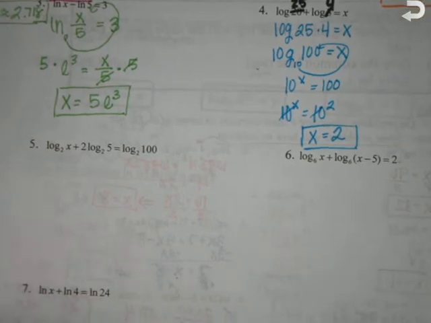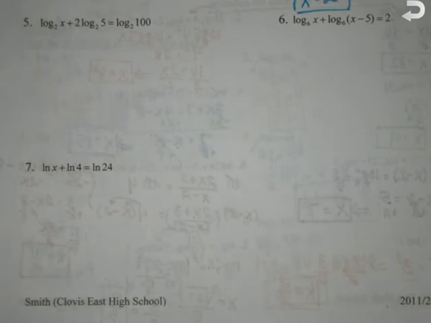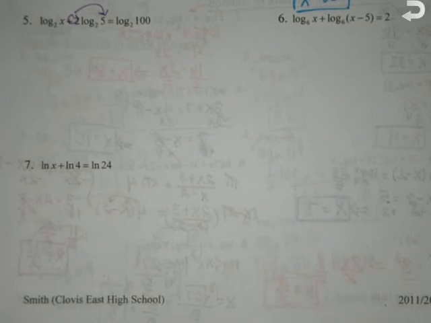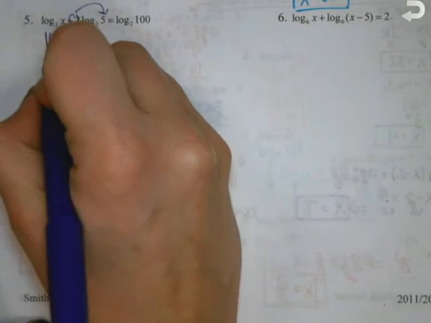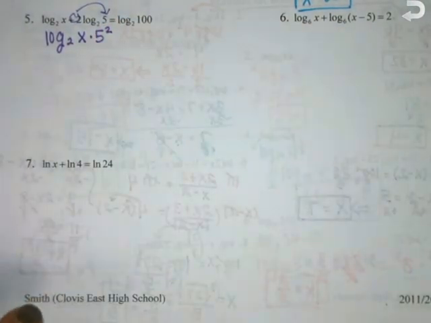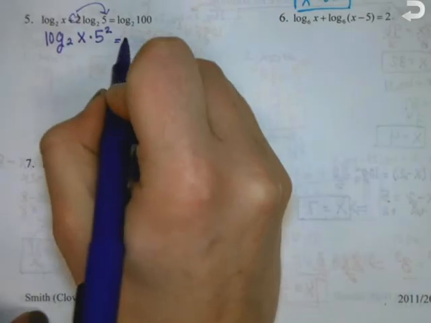Okay, number 5. Log base 2 of x plus 2 log base 2 of 5 equals log base 2 of 100. This is just like what we just did in the previous objective. So what rules do you see? Power. I see a power rule. I see a product rule. So if it's okay with you guys, I'm going to do them in one step. So that is log base 2 of x times 5 squared equals log base 2 of 100.